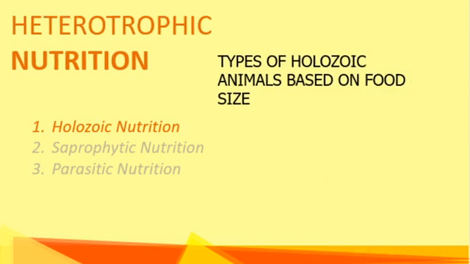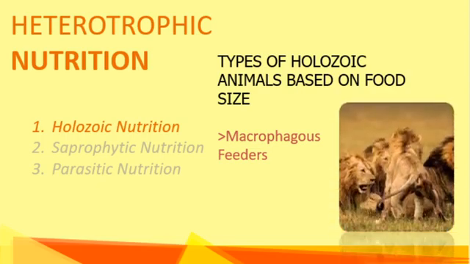The third one is called the macrophagous feeders. The ingestion of large food particles and the capture of prey are essentially the attributes of mobile organisms, which are most animals, including you and me.